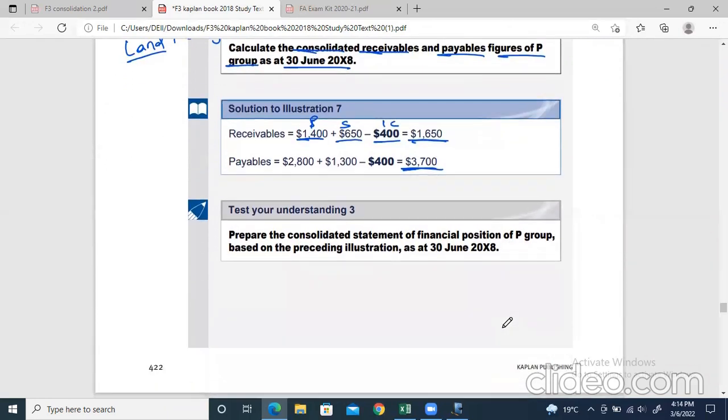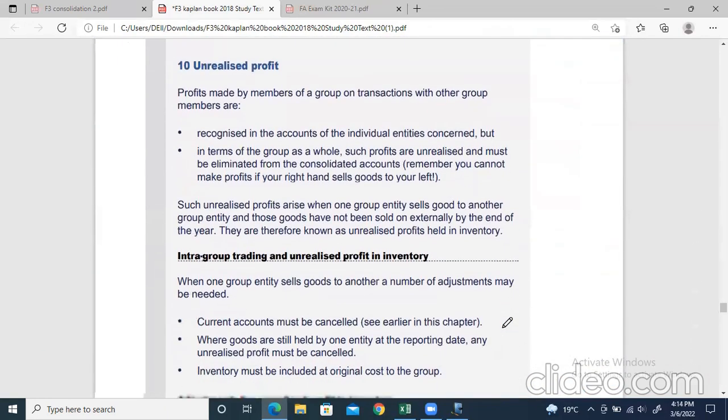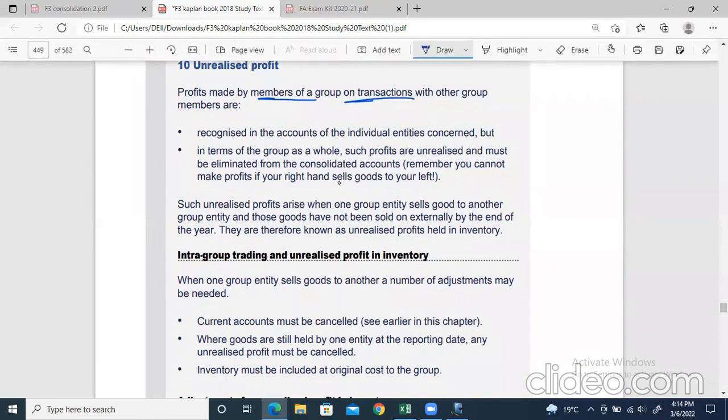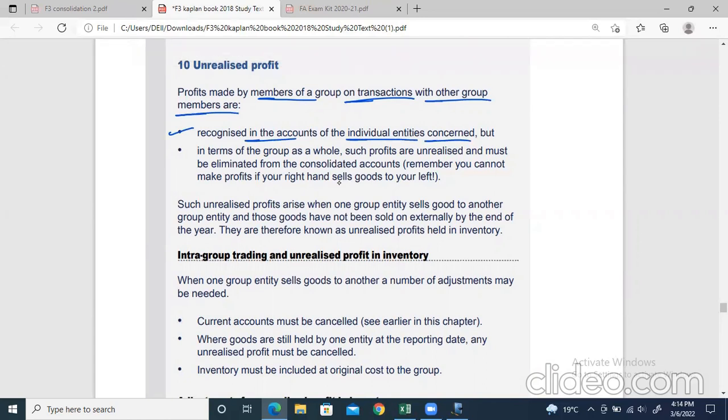Okay. Now, this is some more detail regarding the unrealized profit. Let's discuss this as well, right? Profits made by a member of a group on transactions with other group members are recognized in the accounts of the individual entities concerned. Now, this is a very important thing, okay? What happens is that with the URP, the unrealized profit, there are two aspects to this, okay? The first aspect is that the individual companies may be making their own statements as well.